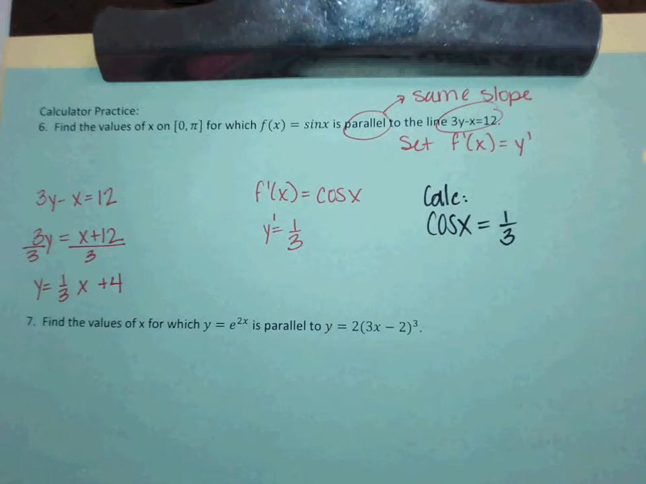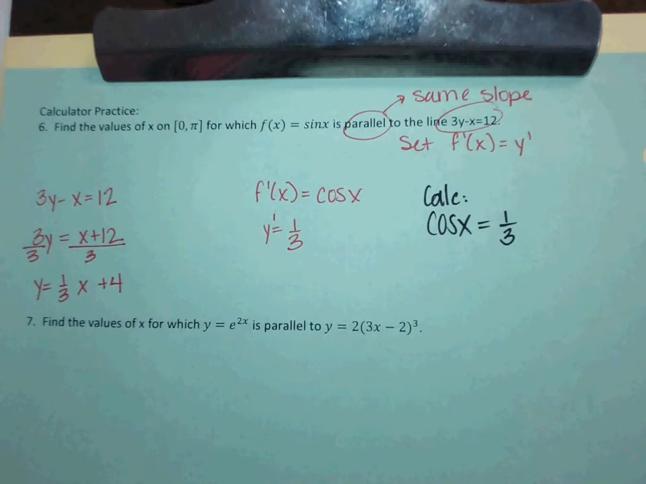Okay, type them in, and then what window am I looking at? Because remember, cosine's going to cross that over and over and over again. What window are we looking at? What domain? 0 and pi. Only 0 to pi. Remember, cosine's going to cross it over and over again.